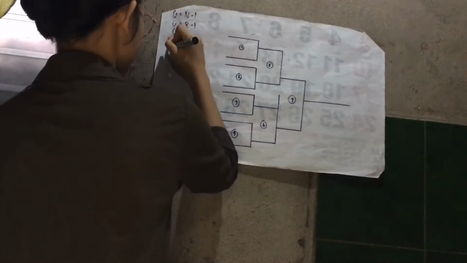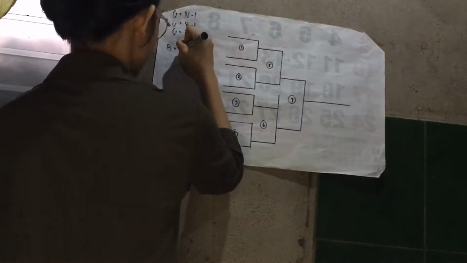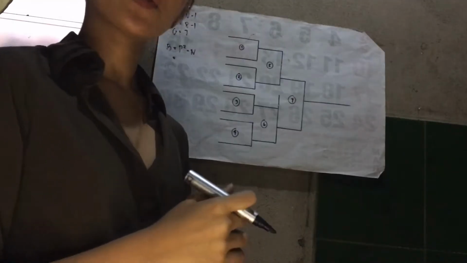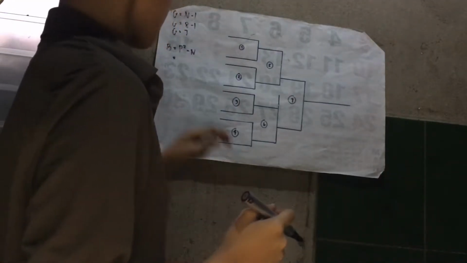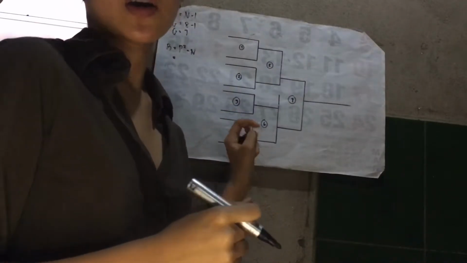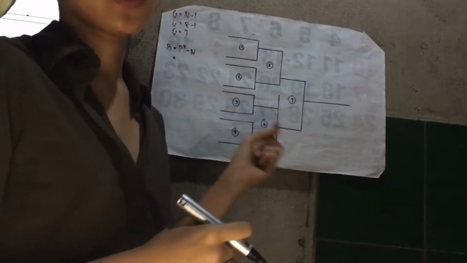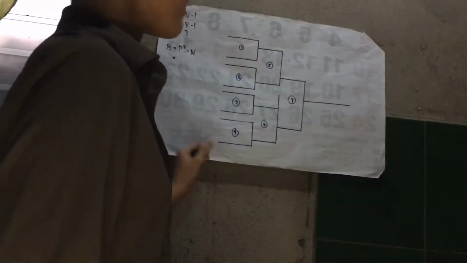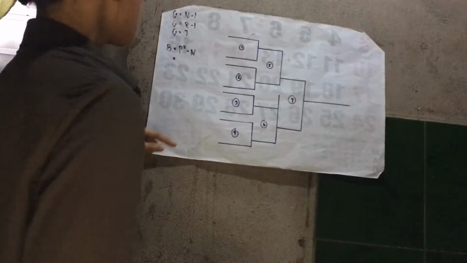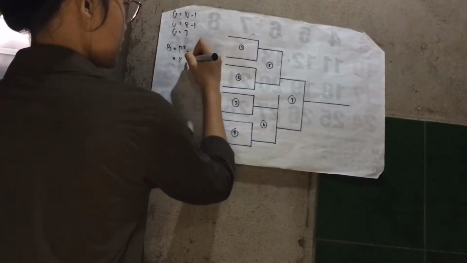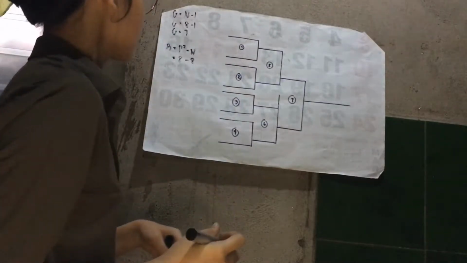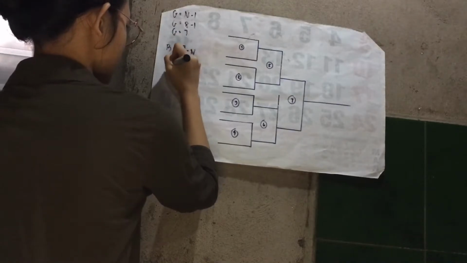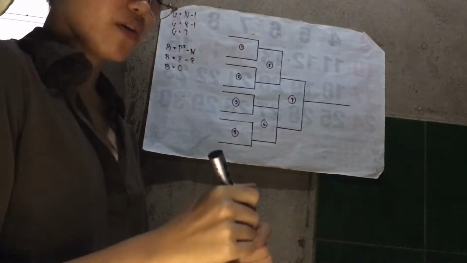Now let's compute for byes. B is equal to P squared minus N. So the P squared must be higher than N, which is the number of teams. So the P squared are just 2, 4, 8, 16, so on and so forth. So since we have 8 teams, we need to put right here 8 because it is the nearest. So 8 minus 8 is going to be equal to 0. B is equal to 0. So therefore, we have 0 byes.